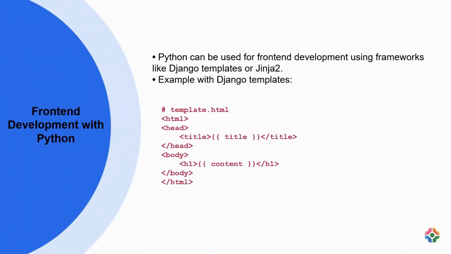Python is applicable for front-end development through frameworks like Django templates or Jinja2. With Django templates, HTML files are augmented with Django template language for dynamic content rendering. In the provided example, the title and content variables will be displayed dynamically when rendered through Django. For instance, in an e-commerce website, Django templates can dynamically inject product information stored in a database into HTML templates. This ensures that the product details are updated in real time on the front end when the Django template is rendered. Overall, Django templates enable the seamless integration of Python backend logic with front-end presentation, enhancing the web application's user experience and functionality.